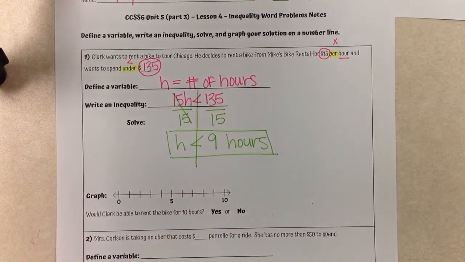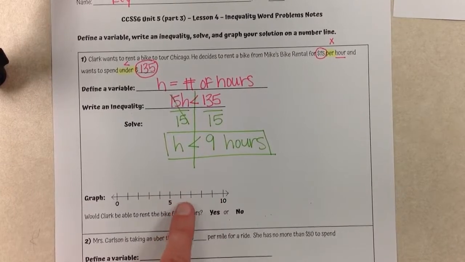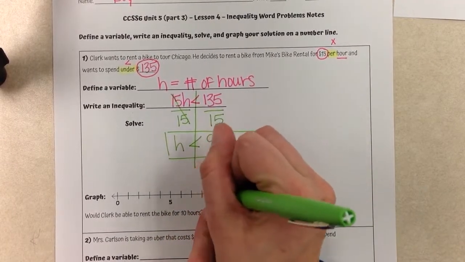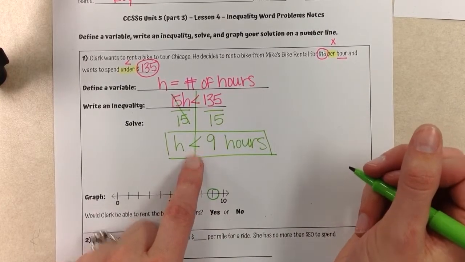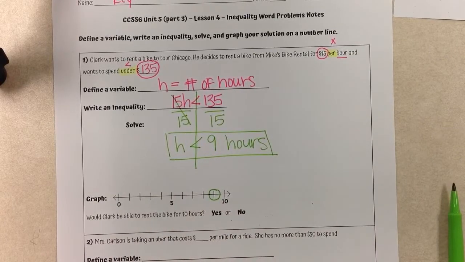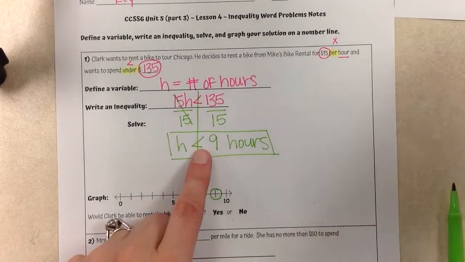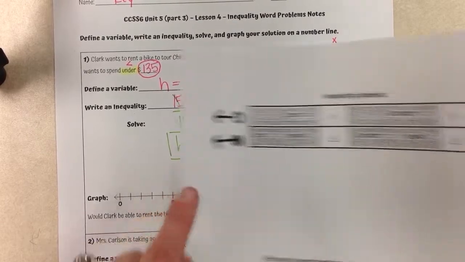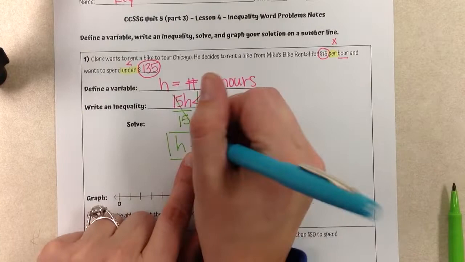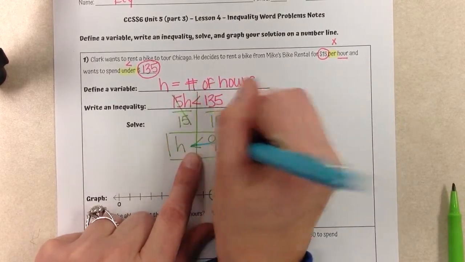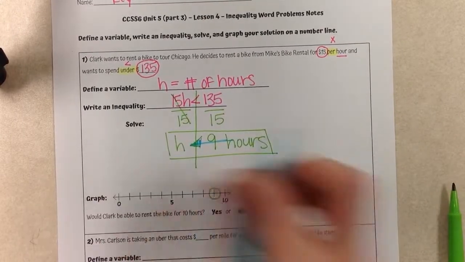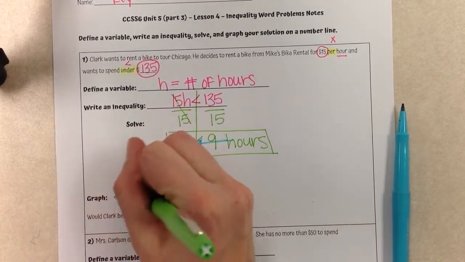Now we're going to graph. So I'm going to find 9 on our number line, 1, 2, 3, 4. It's right here, right before the 10. I'm going to draw my circle there. Since it's just less than, it stays open. Then the last part, we're looking at what direction we need to shade. So we could use this chart, the less than symbol. Less means left, so we shade to the left. But then I'm also going to look at it as drawing an arrow. It looks like an arrow pointing to the left. So I'm shading to the left.